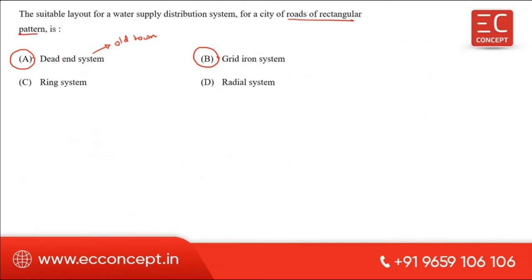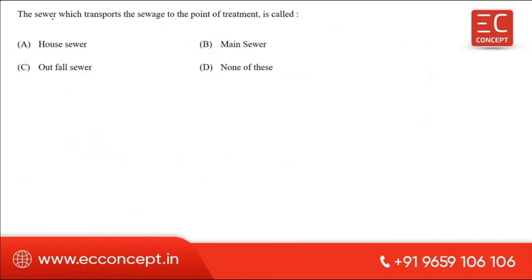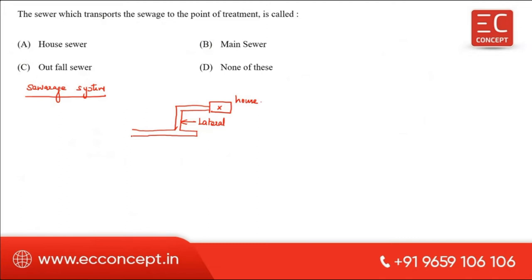Okay, next one, the sewer which transports the sewage to the point of treatment is called. First of all, what is a sewerage system? We have to keep in our mind. You know, there was a house. This is the house. From this house, we will take your water or sewage. This is called a lateral. The lateral means the sewage pipe which is coming from the house. Now this pipe is connected to another pipe that is called the branch.